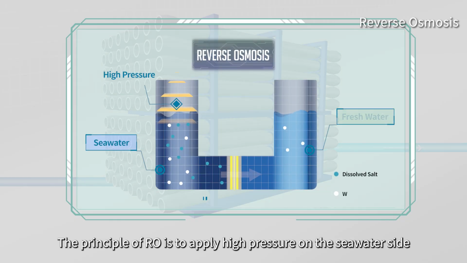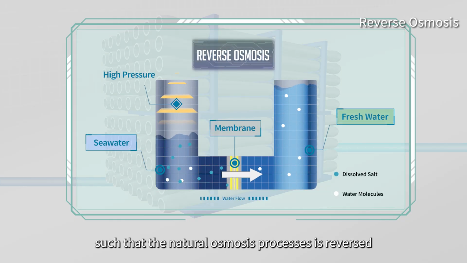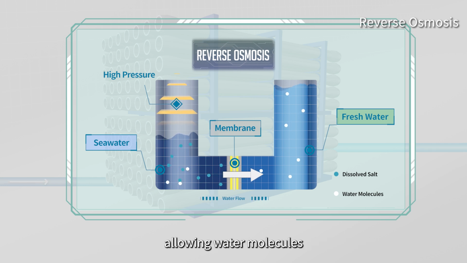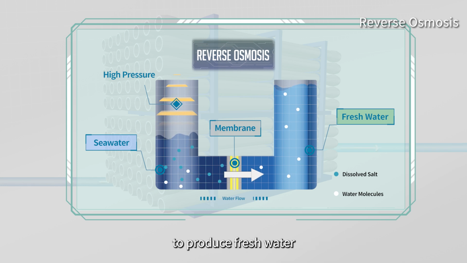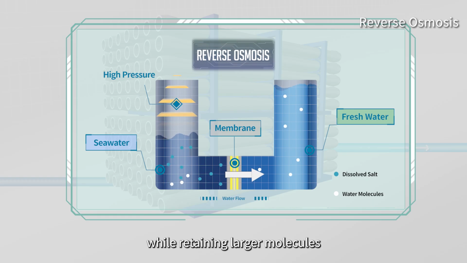The principle of RO is to apply high pressure on the seawater side such that the natural osmosis process is reversed, allowing water molecules to pass through a semi-permeable membrane to produce fresh water while retaining larger molecules such as salts and other dissolved solids.